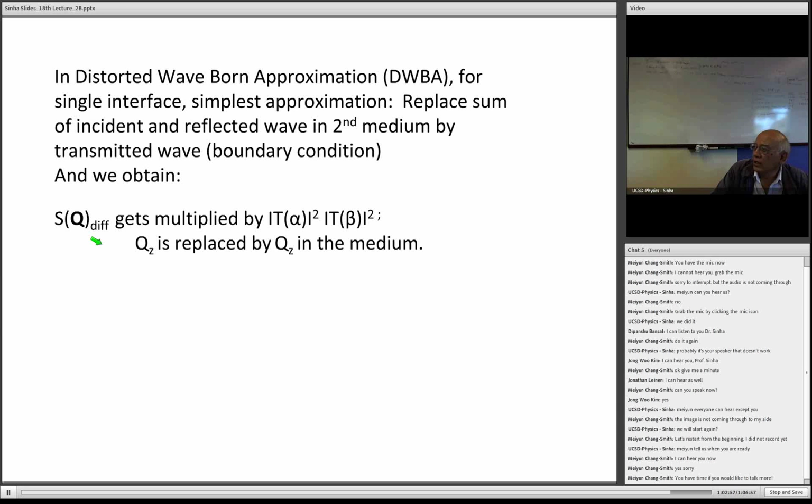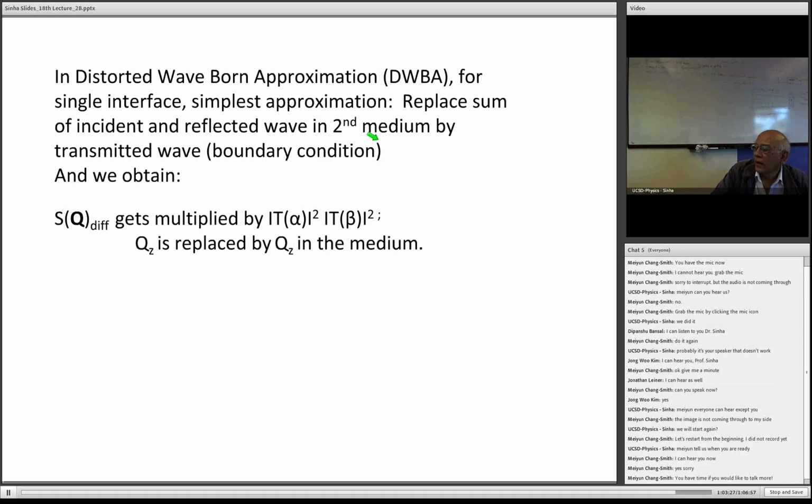The final remark I want to make is that if you want to go beyond the Born approximation, then you can use what's called the distorted wave Born approximation, which is discussed in one of the references given with this lecture. And the net result of using this approximation is to replace the sum of the incident and reflected waves in the second medium by a transmitted wave.